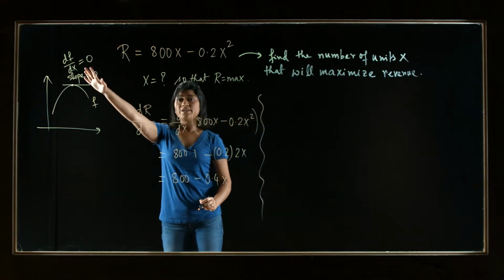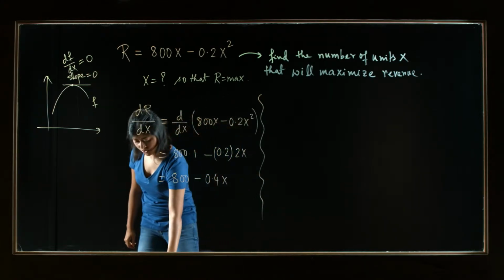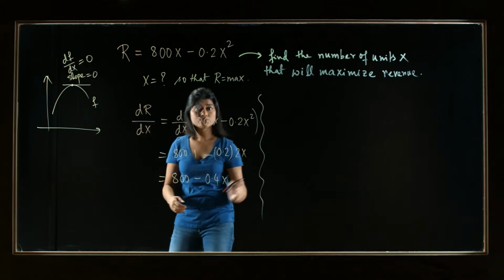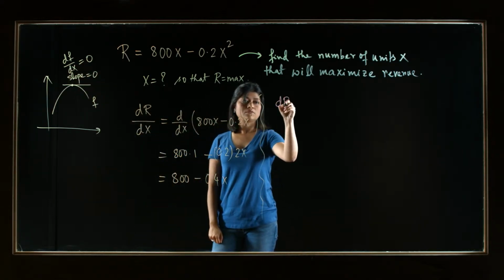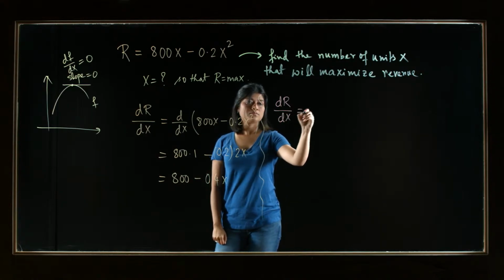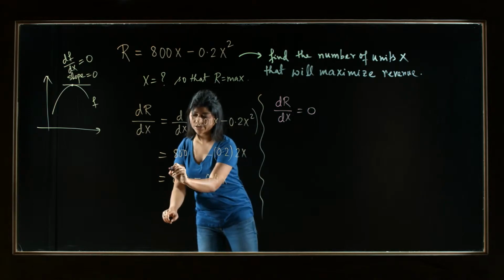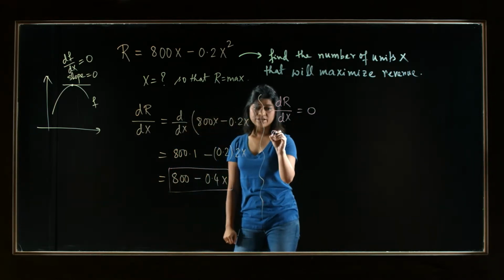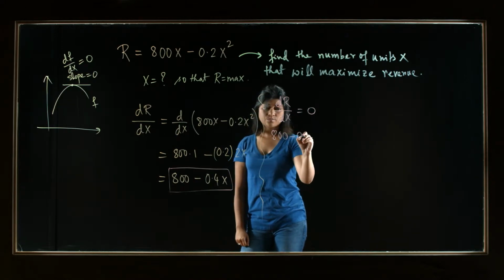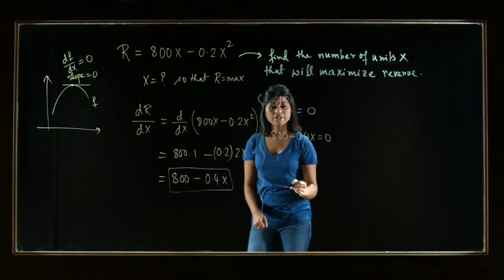So using this concept now, we have to figure out where this is maximum. So we just set it equal to 0. Set the derivative equal to 0, and then solve. Okay, so here is our dR/dx right here. So let's plug that in here. So we'll have 800 minus 0.4x is 0. And then we solve for x.